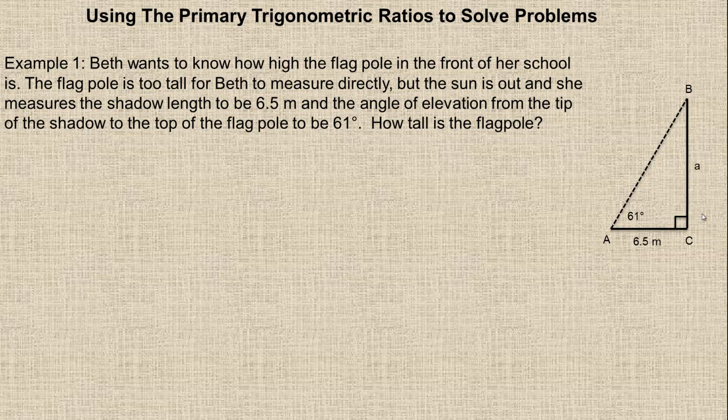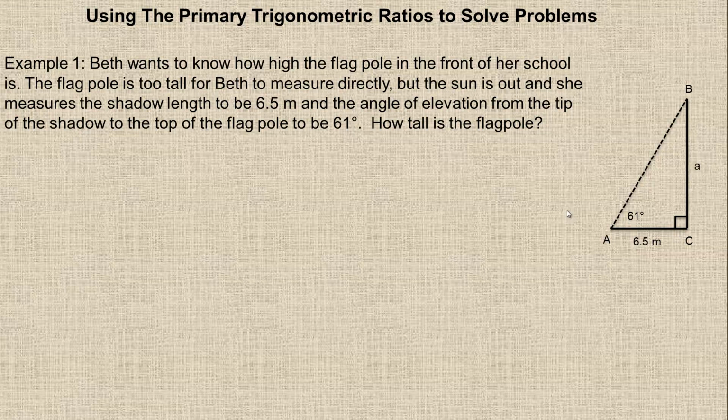Beth wants to know how high the flagpole is in the front of her school. So the flagpole will be this BC side here. And it's too tall for her to measure directly, but the sun is out and she measures the shadow length to be 6.5 meters. So when I draw my triangle, this would be my 6.5 meters across the bottom here. That's on the ground. That's the length of the shadow. The shadow is actually on the ground.